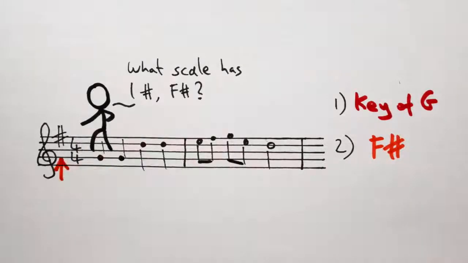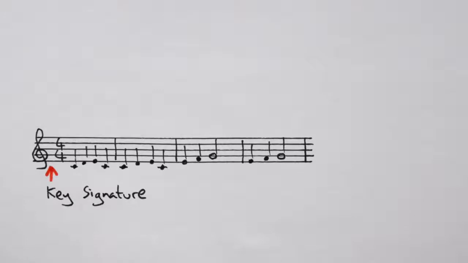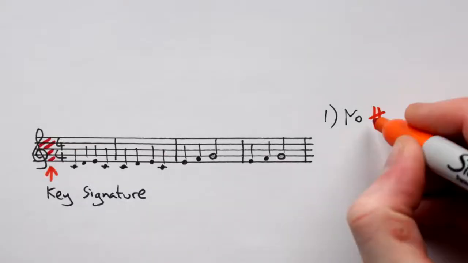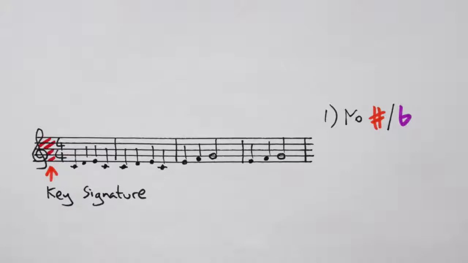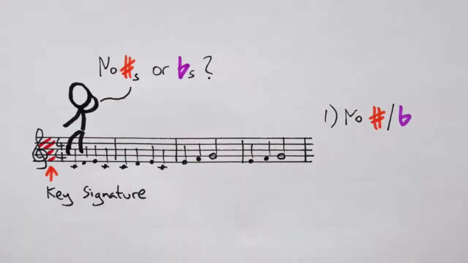Having the F sharp at the beginning also tells us that every time we see F, unless otherwise indicated, we should play an F sharp instead. And this works for other keys too. The key signature of this tune is empty, so there are no sharps or flats in this tune. What scale has no sharps or flats? C major. So we're in the key of C major.